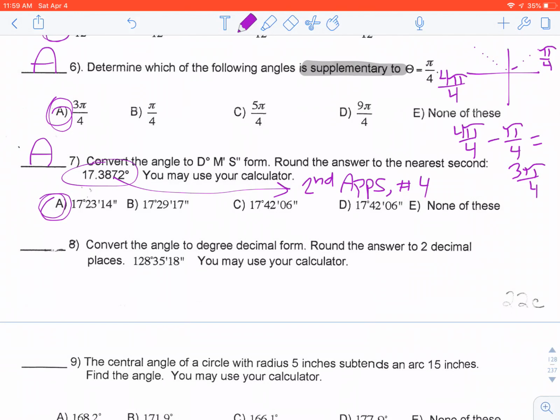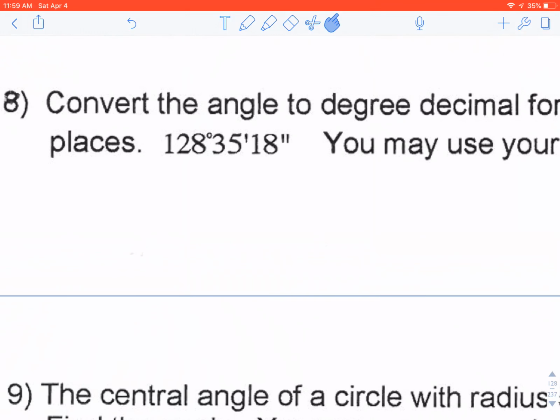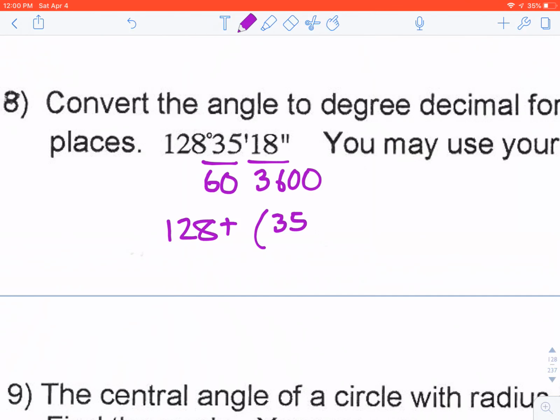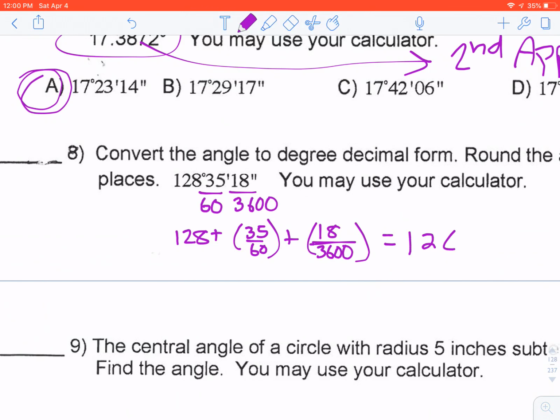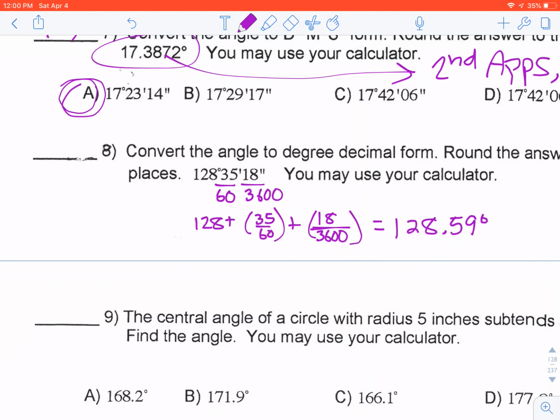Number 8, you're going to do the opposite. We are converting this angle to degree decimal form. So remember, when we do these, you are going to take your minutes and divide that by 60, and your seconds and divide that by 3600. So if you want to type into your calculator, I would use parentheses. Type in what I'm writing here: 128 plus 35 over 60 plus 18 over 3600. It's going to give you 128.59 degrees. So that's your answer for number 8.